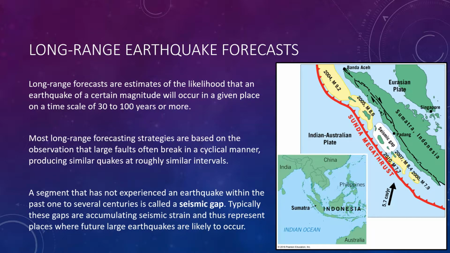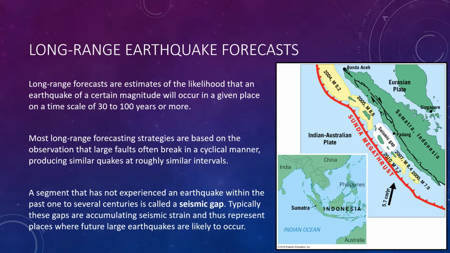In contrast to short-range predictions, which aim to predict earthquakes within a time frame of hours or days, long-range forecasts are estimates of the likelihood that an earthquake of a certain magnitude will occur in a given place on a timescale of 30 to 100 or so years. Although long-range forecasts are not as informative as we might like, these data provide important guides for building codes so that buildings, dams, and roadways are constructed to withstand expected levels of shaking in the ground.